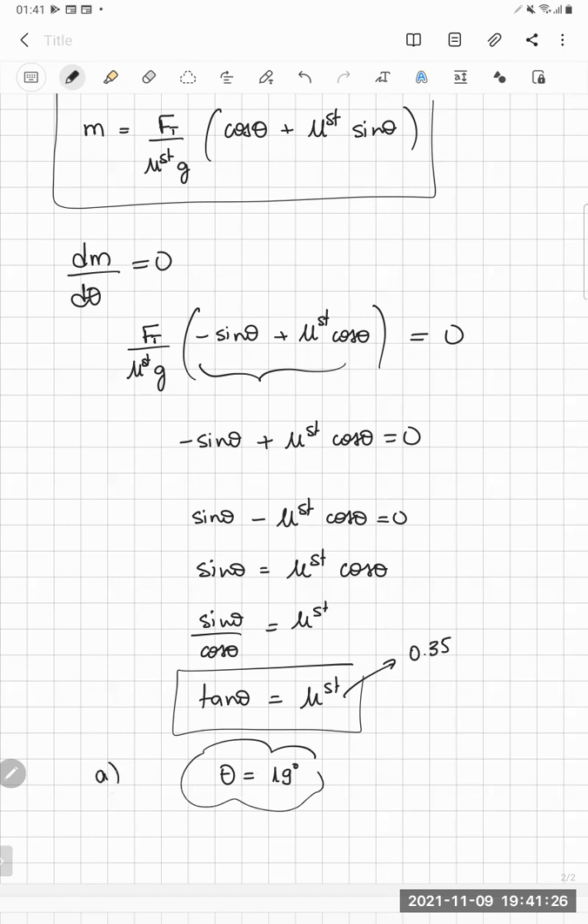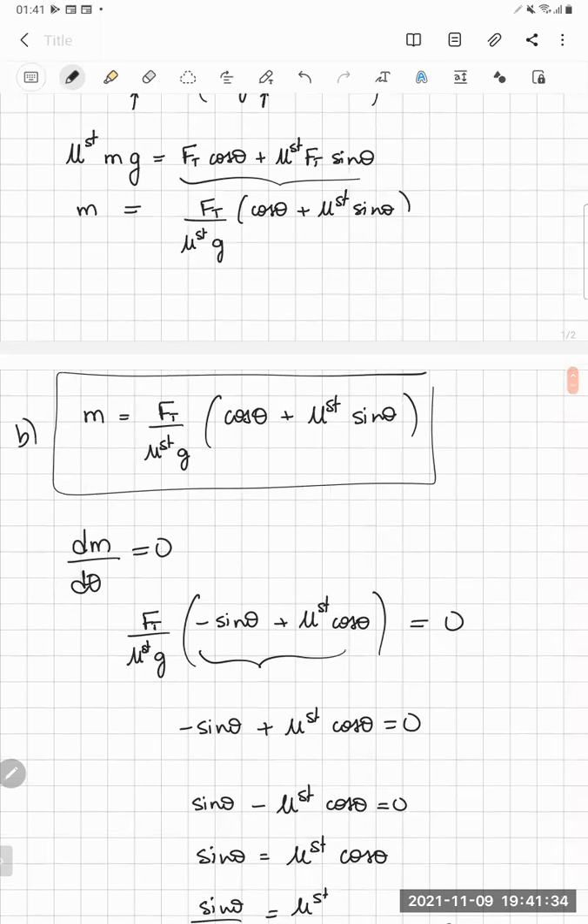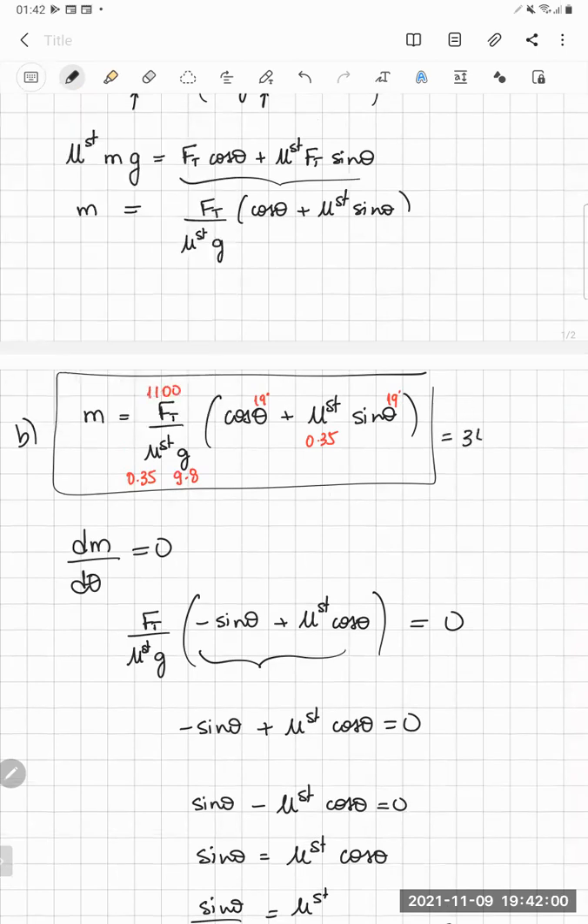Part B of the problem is, okay, now that you know the angle, find the mass. For that, I come back to our equation for the mass. What is it that I'm going to put in this equation? Well, the maximum tension force, which was 1100 newtons, this coefficient 0.35, G is 9.8. Now here we have our cosine of 19 degrees, we have to find that, 0.35, then the sine of 19 degrees, and you're going to find this mass, and the value of this mass is 340 kilograms, and that's the end of this problem.